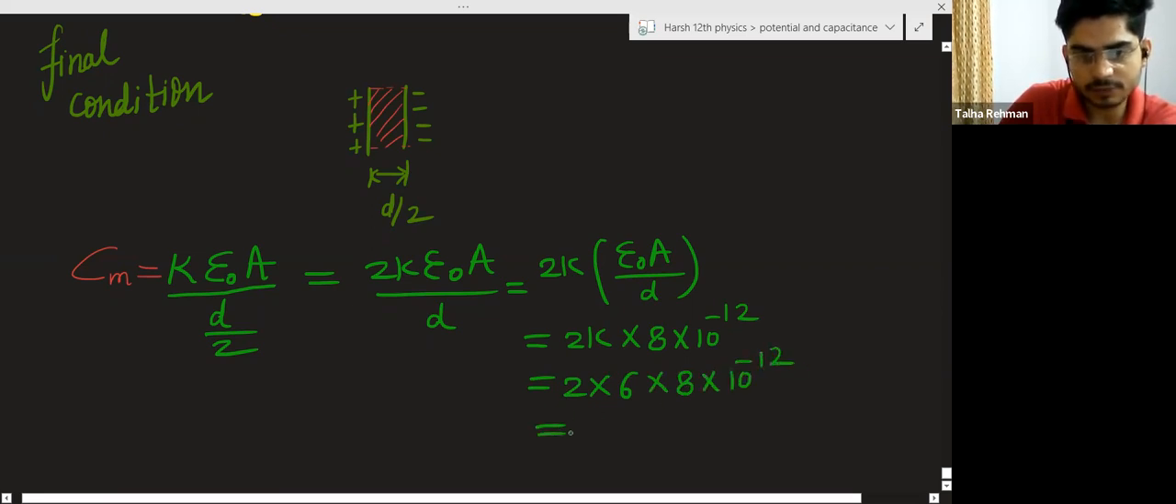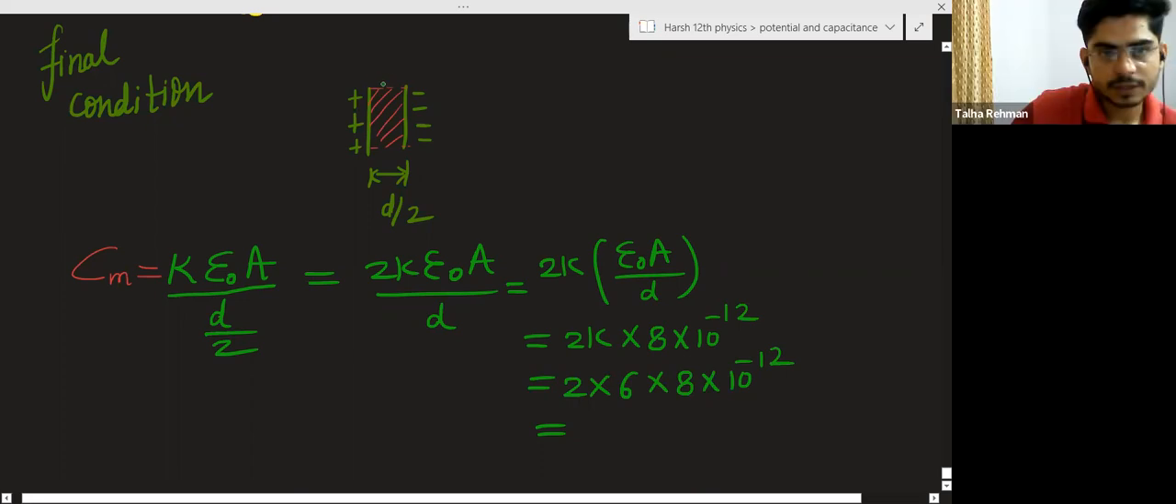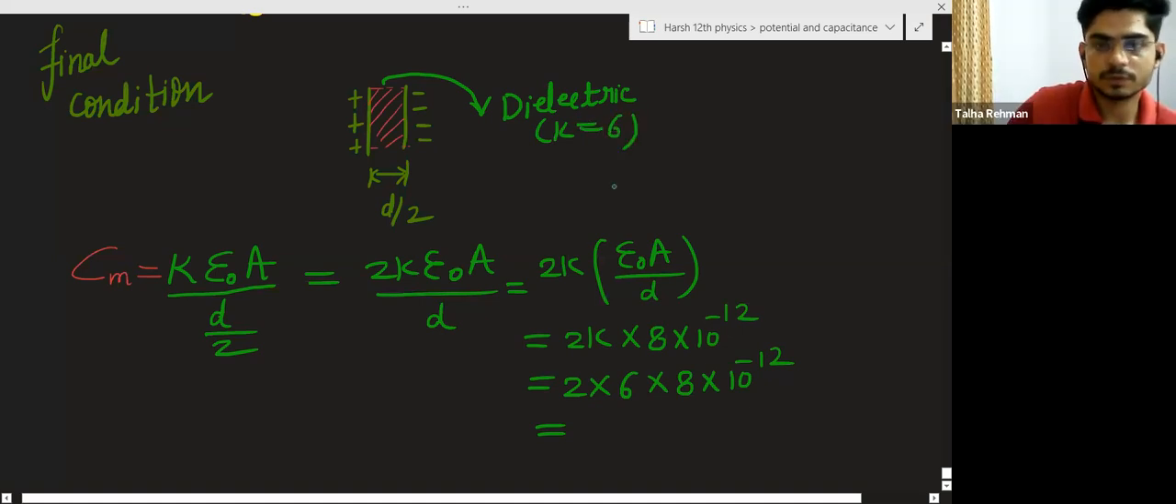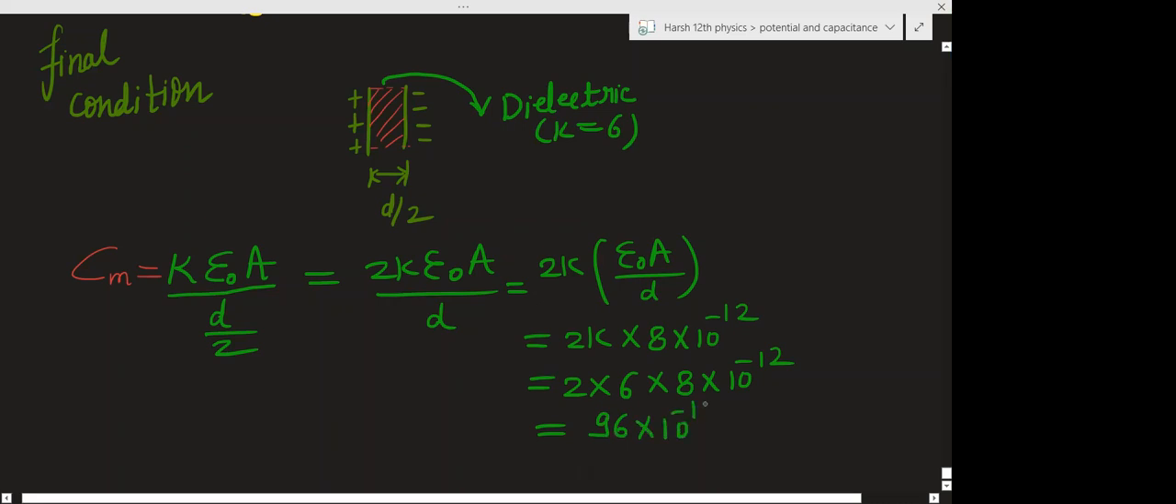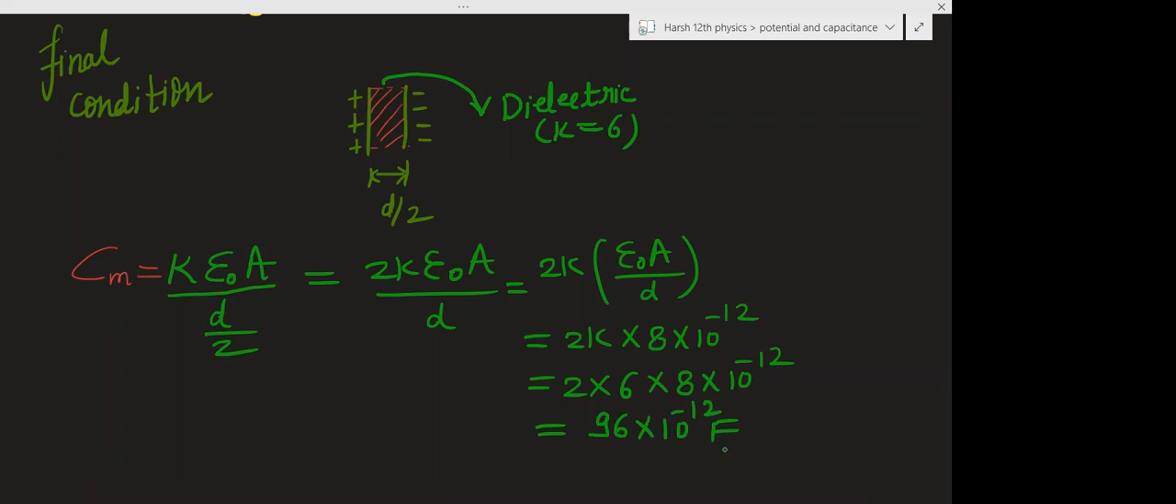Now you can easily calculate and tell me the answer. Sir, 96 into 10 raised to minus 12. Okay, 96 into 10 raised to power minus 12, and also mention the unit: farad.